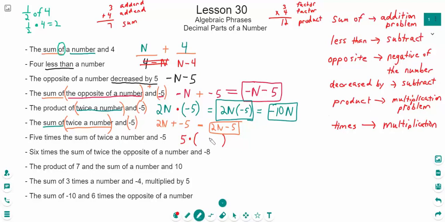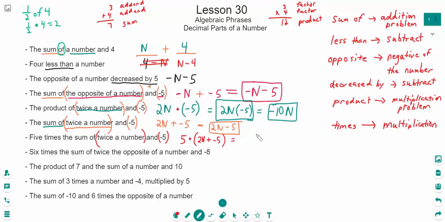All right. So inside here, we have an addition problem. So it's 5 times some addition problem. All right. So 5 times the sum of, now we have to figure out our addition problem. The sum of what and what? Well, it's going to be the sum of twice a number and a negative 5. That's what the sum is. So twice a number is our first addend. So twice a number is going to be 2n. And then negative 5. They give us that, so it's a negative 5.